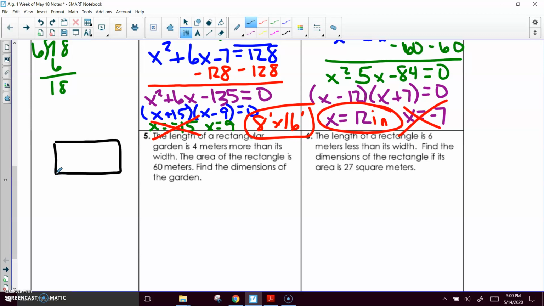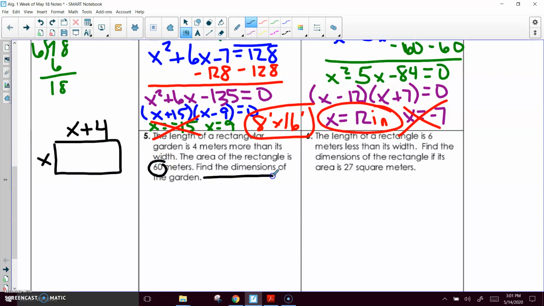The length of the garden is 4 meters more than its width. Do I know the width? The answer to that is no, so I'm going to call my width x. The length is 4 meters more. So does that mean I'm adding 4 or multiplying by 4? Hopefully you said adding. x plus 4. And the area is equal to 60 square meters.